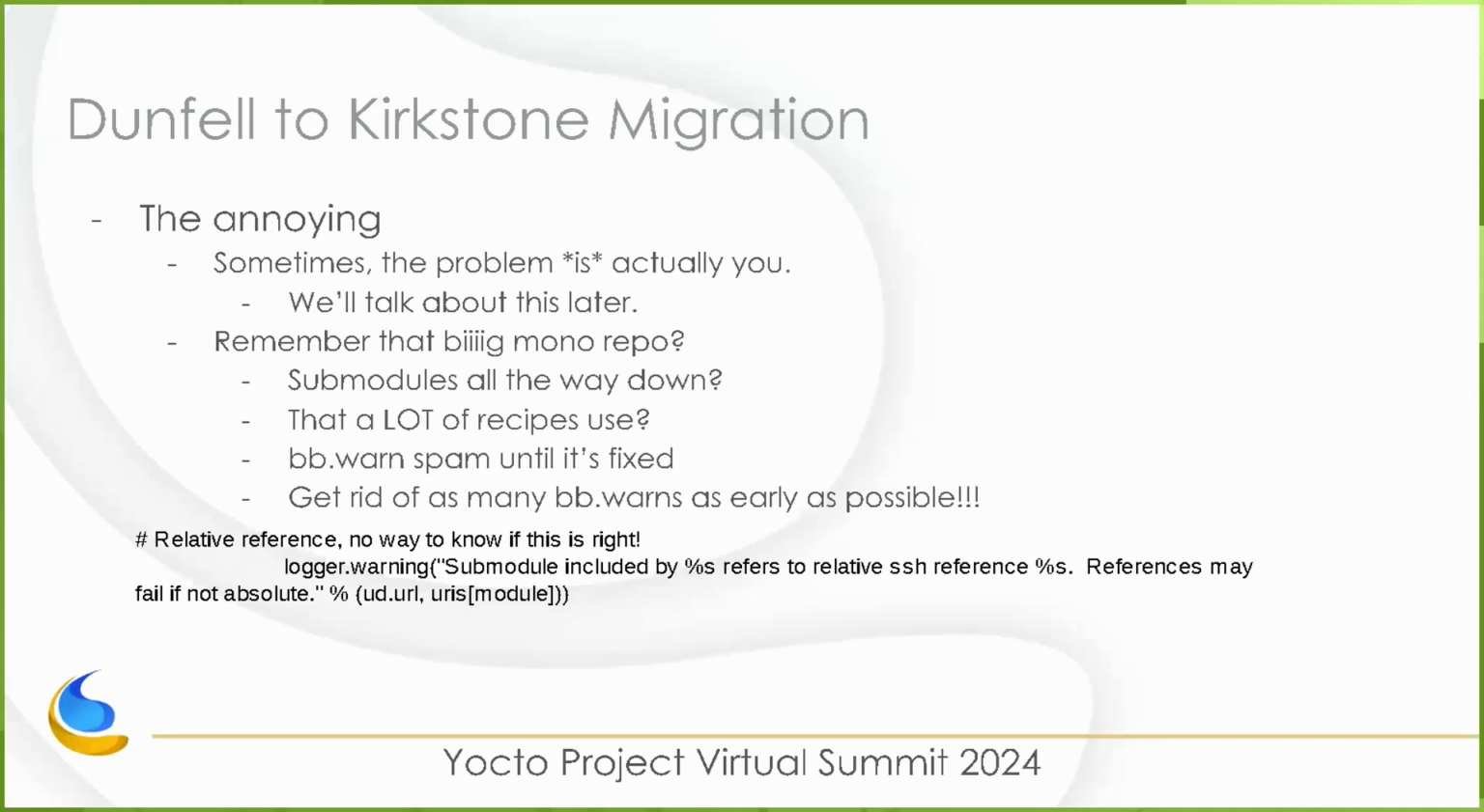So this is great. This should be in there. The problem is that you get a lot of BB warn spam when you have 60 or 70 recipes that use a repository with 10 or 12 submodules. So you end up getting a lot of BB warn spam and you end up missing things. So fix as much of the BB warn spam as possible as quickly as you can, because you're going to miss errors.